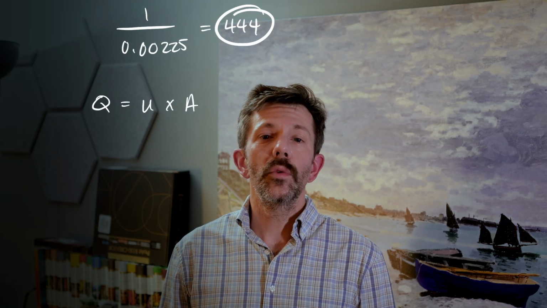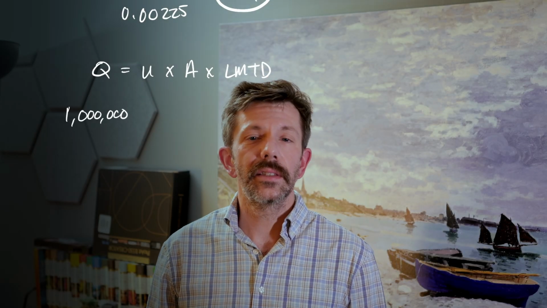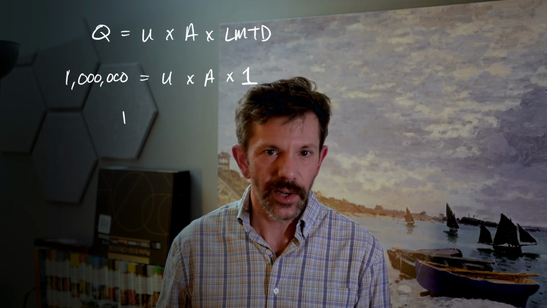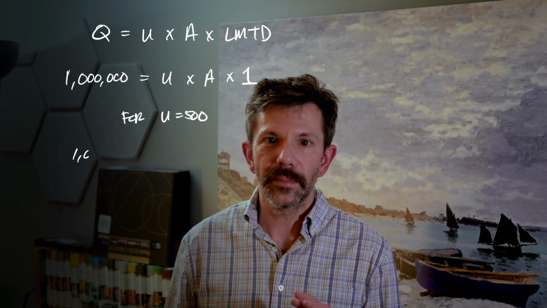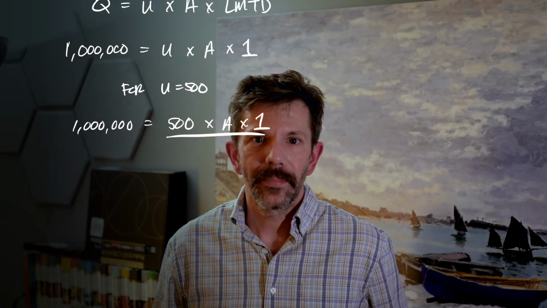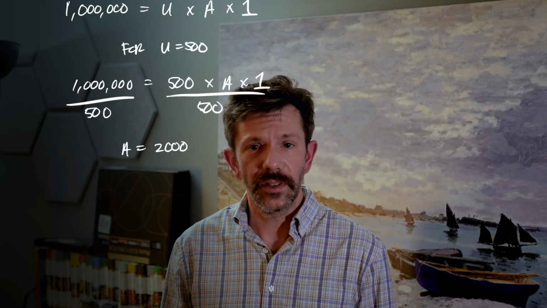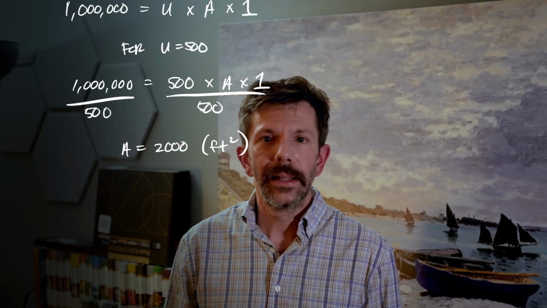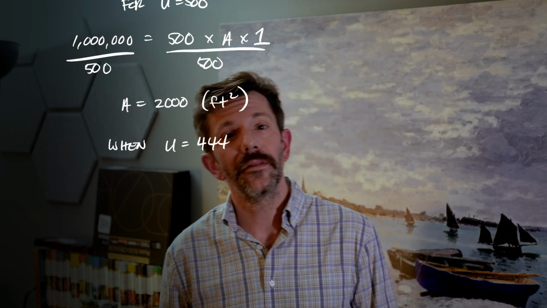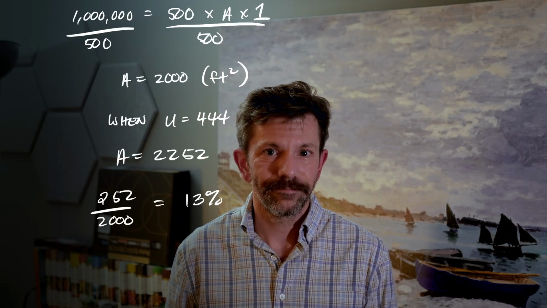Let's say we have a heat load of 1 million BTUs. Going back to our Q equals U times A times LMTD, let's pretend our delta T is 1. Yes, that's silly. It doesn't actually change any of the math here, but your LMTD should be 2 or higher in real life, please. At U equals 500, you would need 2,000 square feet of surface area to meet the load. At U equals 444, you would need 2,252 square feet of surface area. So that's a 13% increase.